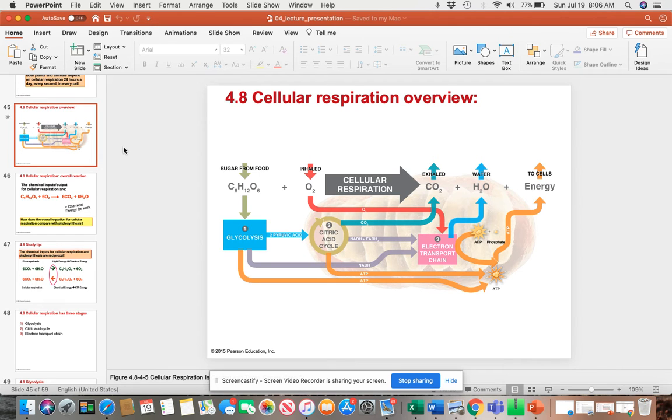When plants make sugars, their excess sugars are stored either as starch or in the production of cellulose. Now, what happens to those sugars? Cellular respiration takes sugars, in this case glucose, and produces carbon dioxide, water, and ATP, or energy. Three stages in this process: glycolysis, citric acid cycle, and electron transport chain, or oxidative phosphorylation.